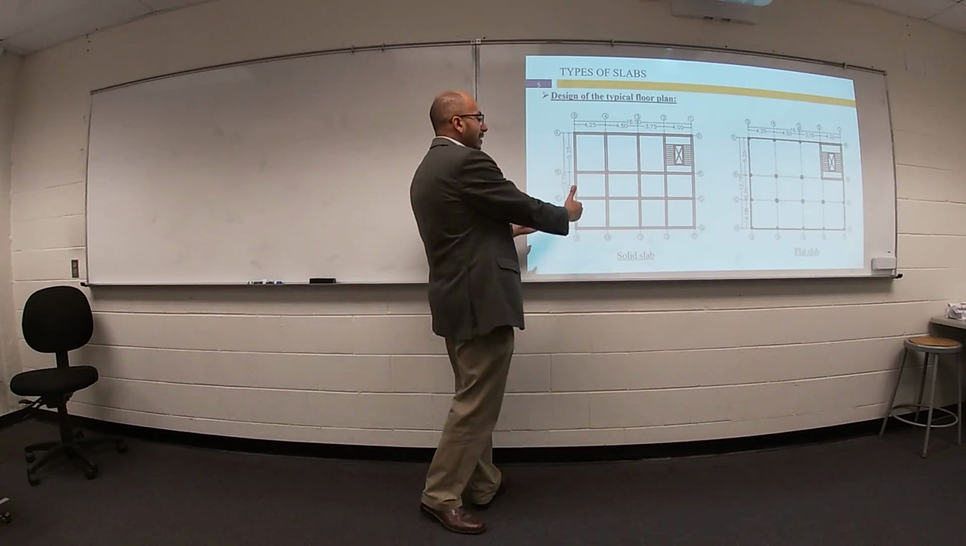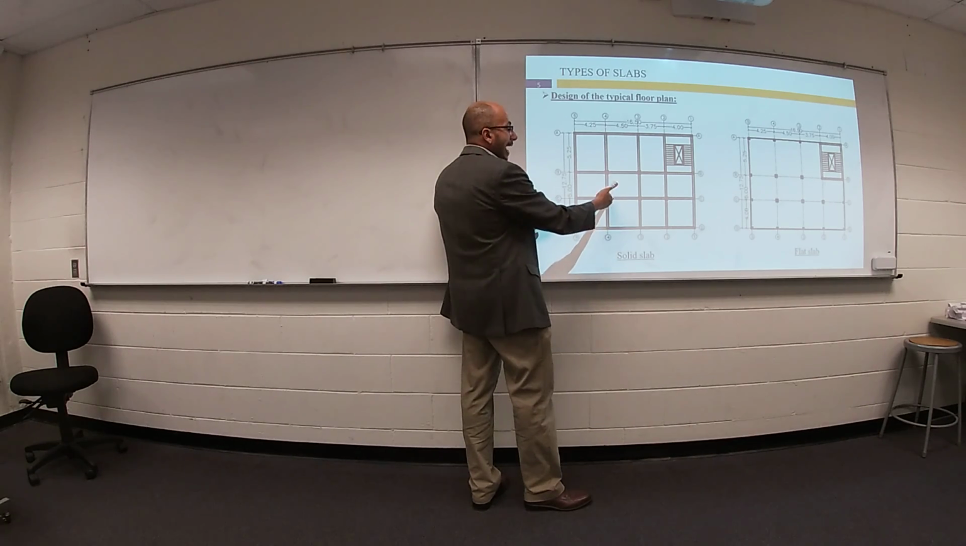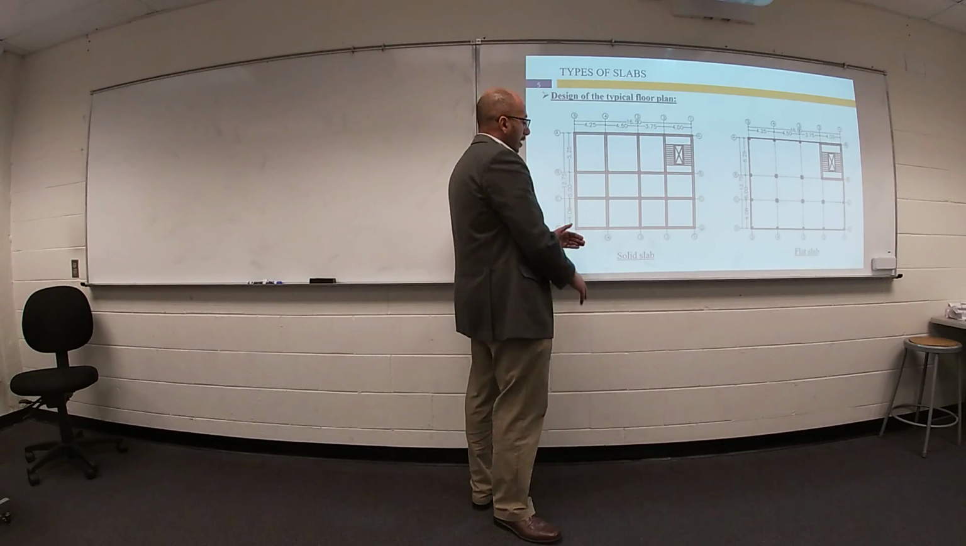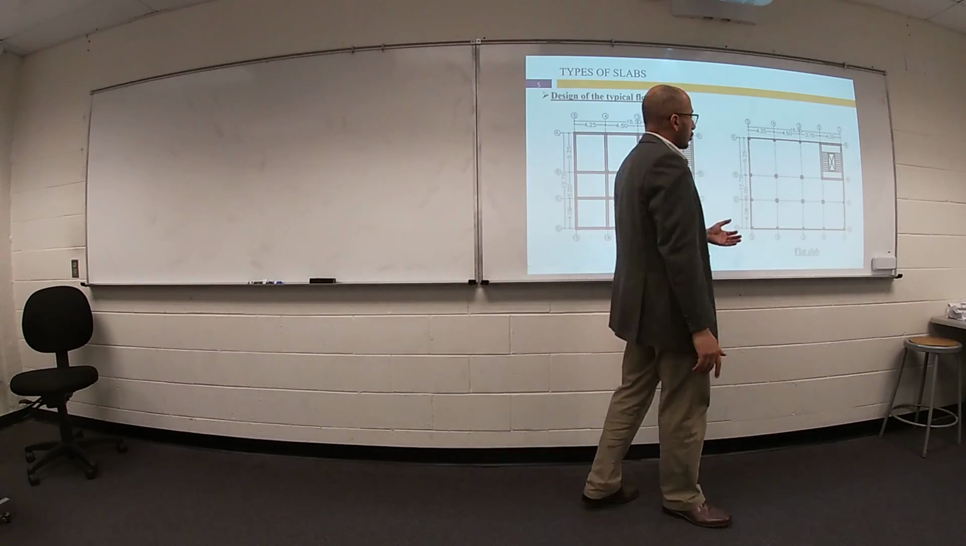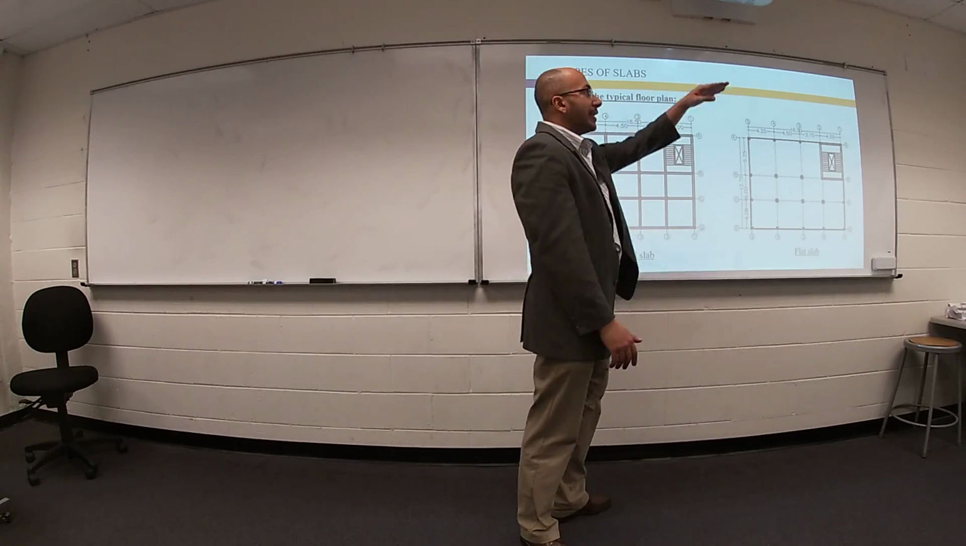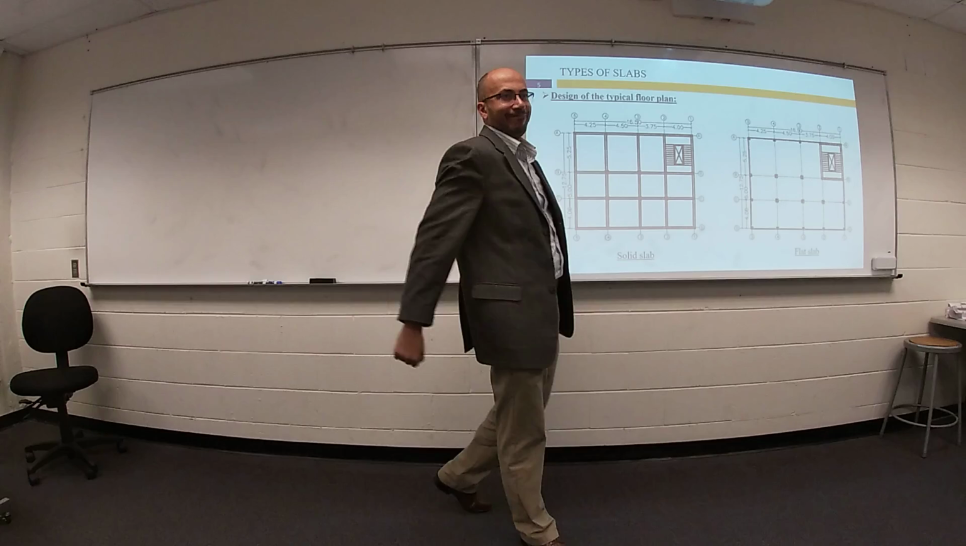So each panel must have 4 beams at each edge, and we have columns supporting your beams. The second type of slab is called flat slab. No, we don't have beams. Your slab is supported directly on your column.